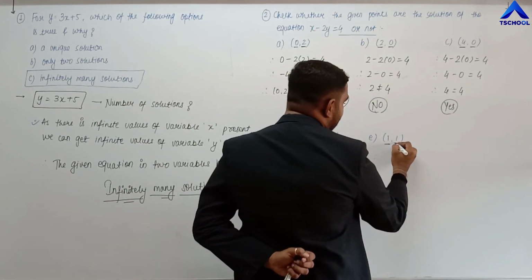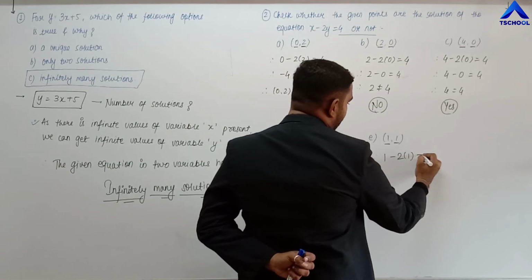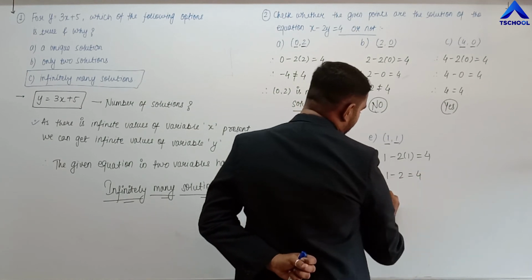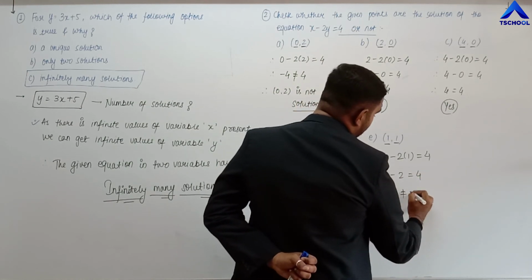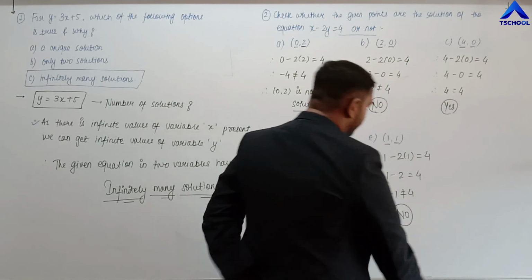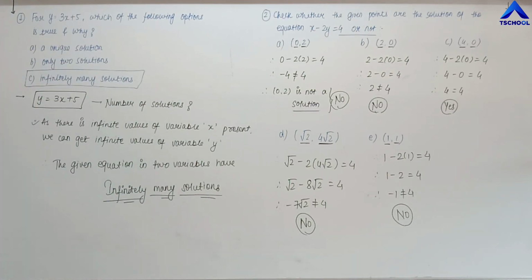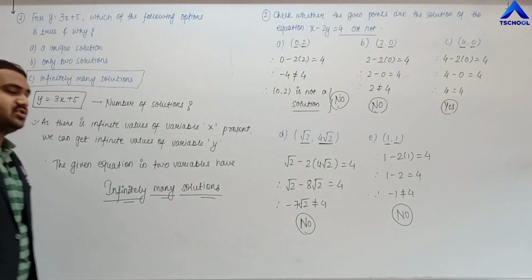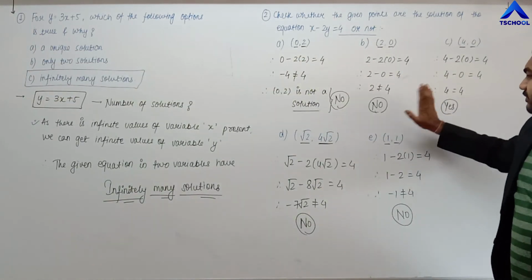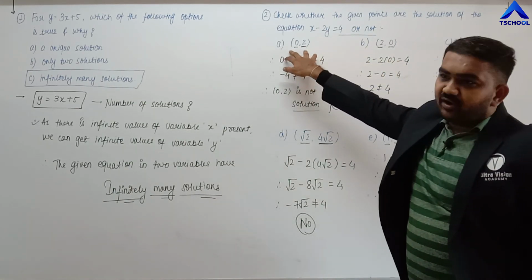Therefore, x equals to 1 and y equals to 1. 1 minus 2 into 1 is equal to 4. That is 1 minus 2 is equal to 4. Minus 1 is not equal to 4. Hence, no. Again, (1, 1) is not a solution of the given equation. So the conclusion, basically friends, we can find out the solution simply if we are given the ordered pairs.